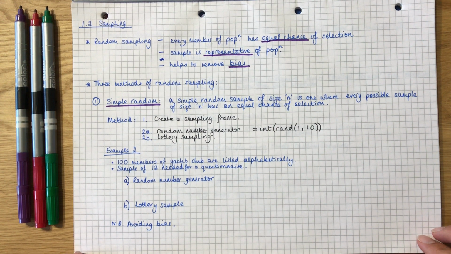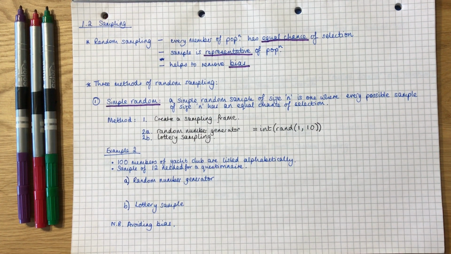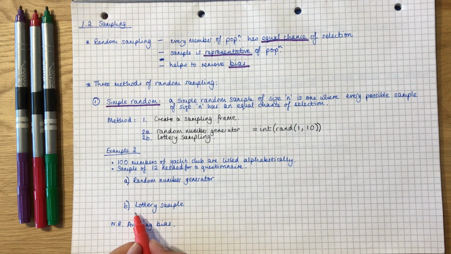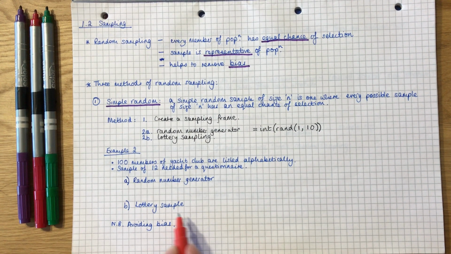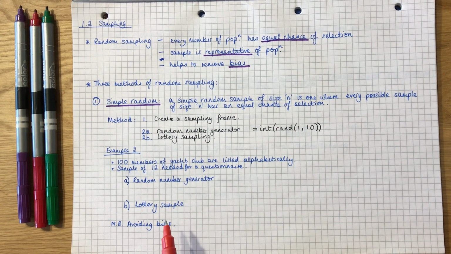If the random number generator came up with the same number twice, you'd just keep going until you'd got 12 distinct numbers. And then you would go back to your sampling frame, your list, and you would select the numbers that came out. The other way, of course, is a lottery sample. So you could put numbers 1 to 100 on pieces of paper or tickets, put them into a hat, shake it up and draw out 12 numbers. And there you've got the sample that are going to fill in your questionnaire.